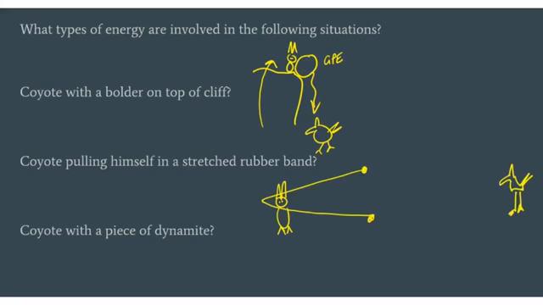Now, there's other ones we had as well. We had Coyote trying to pull himself into a rubber band so that he can shoot through the air and catch Roadrunner, who is an awful lot faster than him. The potential energy that we're using there, of course, is elastic potential energy. Now, with both of these, he's put it into elastic potential energy, he's put it into gravitational energy.